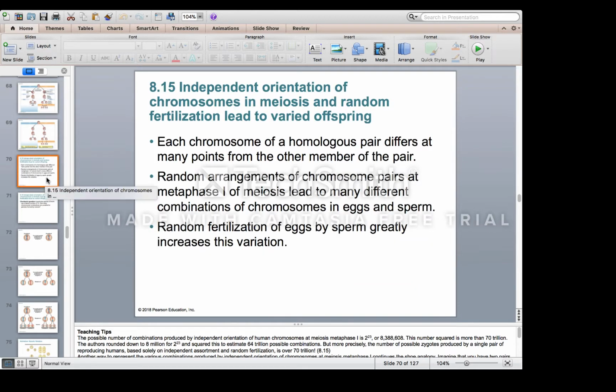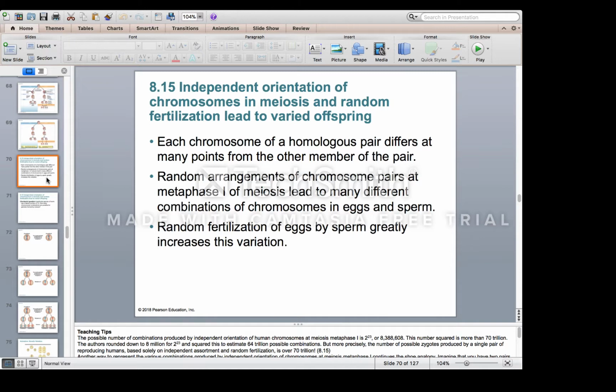Okay, so another thing we should take a look at is this thing called independent orientation, right? If my chromosomes in meiosis, which is basically used for sexual reproduction, are arranged randomly, and I got random fertilization, this will lead to totally varied offspring, which is why no brother or sister is the same, right? You have totally different siblings because of that event of prophase 1 of meiosis 1, which allows for independent assortment.